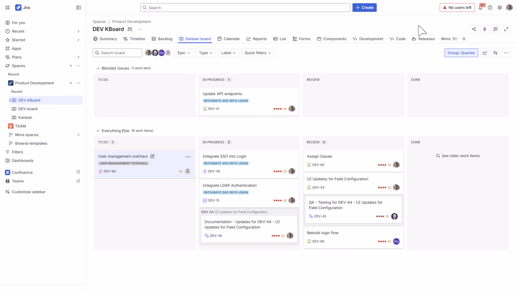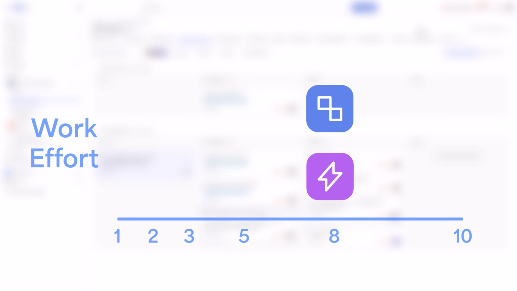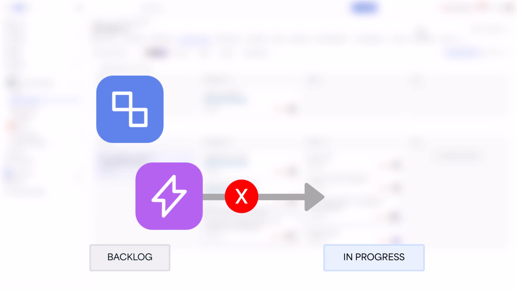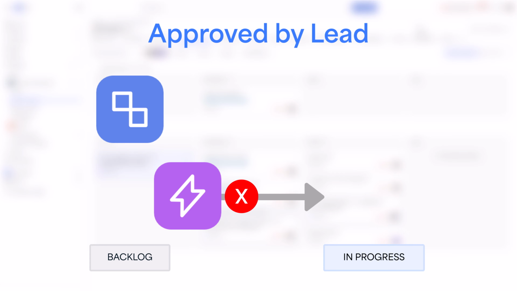Using JMWE, we'll build a lightweight approval process for work items that have an estimated effort greater than a chosen threshold. In this example, we'll use a custom field called work effort, and when an epic is created with an effort greater than or equal to 8, JMWE automatically creates a review subtask for the project lead. Then, before the epic can be moved from backlog to in progress, Jira checks that a second custom field called Approved by Lead has been checked.